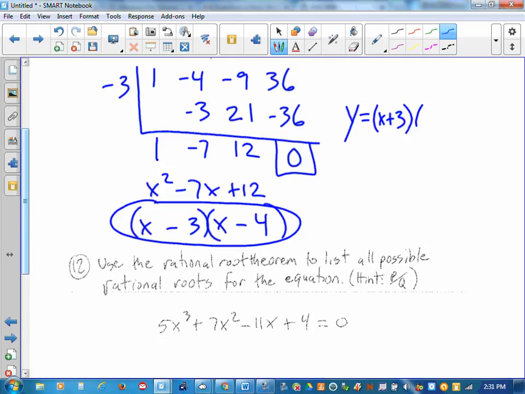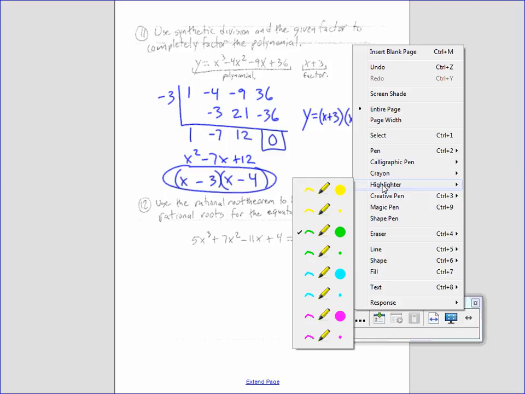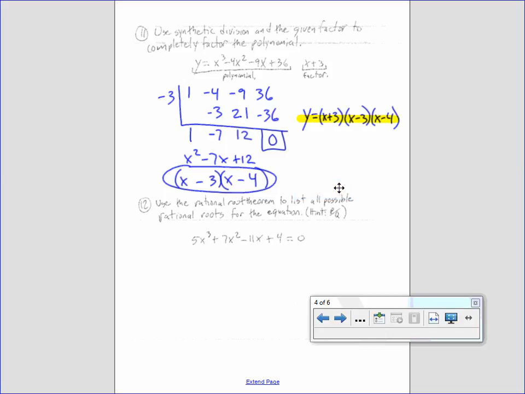The two new factors that I found are x minus 3 and x minus 4. So what I'm saying here, I'm going to go full screen for a second. What I'm saying is, with the highlighter in yellow, that this is the factored form and this guy up here is the standard form.